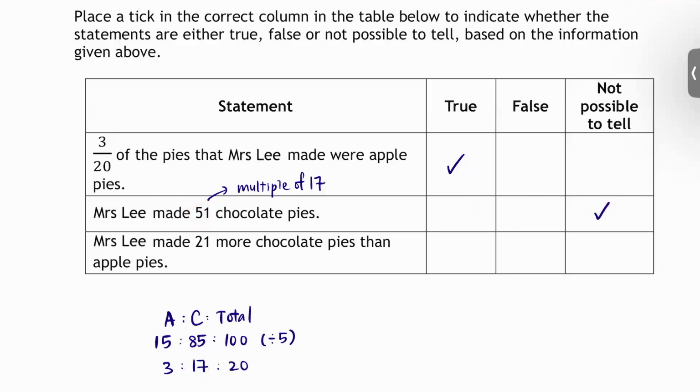Last statement, Mrs. Lee made 21 more chocolate pies than apple pies. So let's observe. The difference between chocolate and apples will be at least 14. And 14 is not a factor of 21. So 21 is not a multiple of 14. This is 14, if not 28, if not 42, so a multiple. So this is false. So a lot of students will put here not possible to tell. But you must assume for such questions, even if it's not given to you, that you cannot have half of an apple pie or half of a chocolate pie, even though we know in real life there is. Okay, so if you see such a question, because she will make pies, we will assume that. Okay?